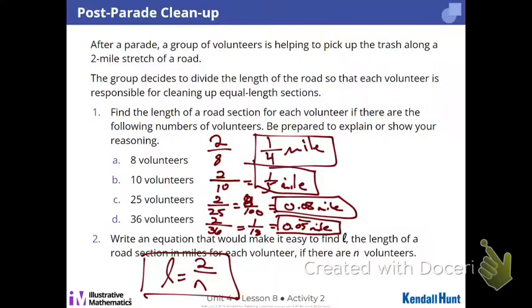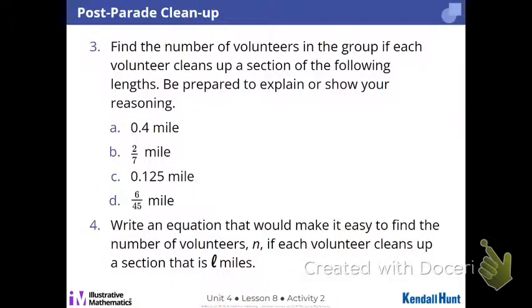Now what I want you to do is give me the number of volunteers needed to get these different mileages for each one to do, as well as an equation. Who can tell me how they got the number of volunteers if each volunteer did 0.4 miles? How'd you do it, Olivia?